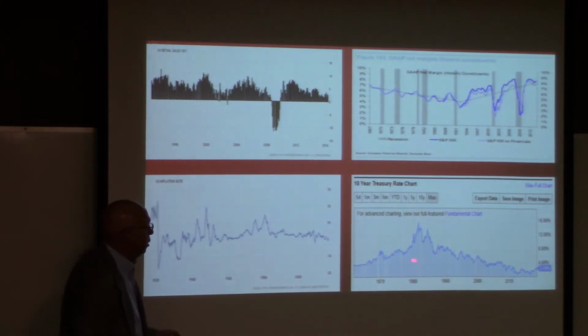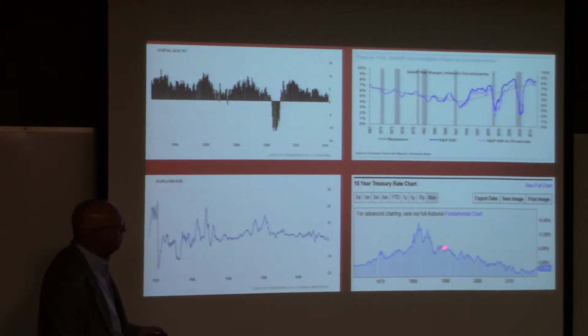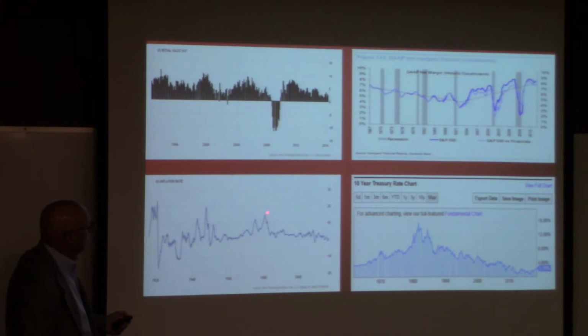And then lastly, interest rates. And so what I want you to take from this is that there's been a downtrend in interest rates dating back to the death of inflation. Inflation went down and interest rates went down.